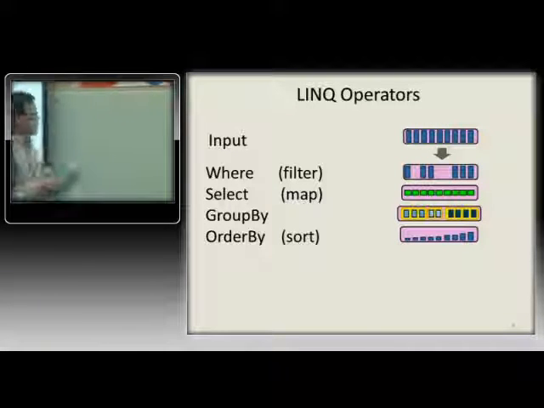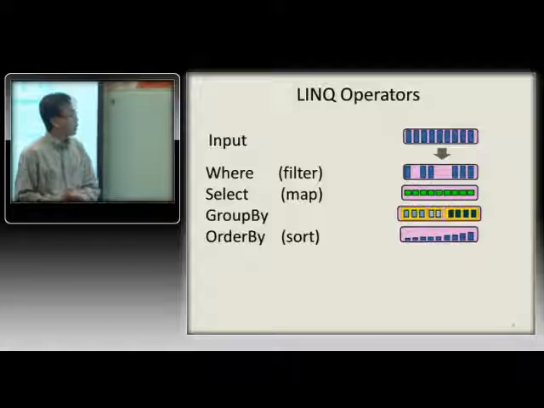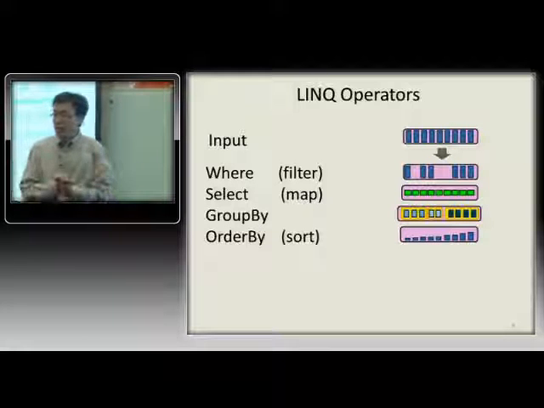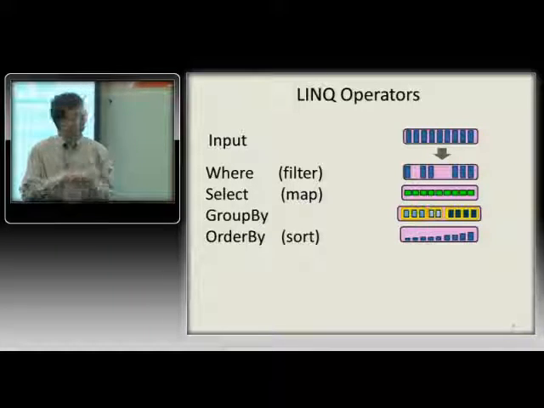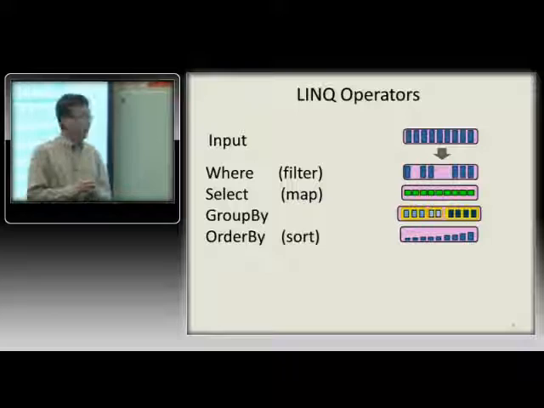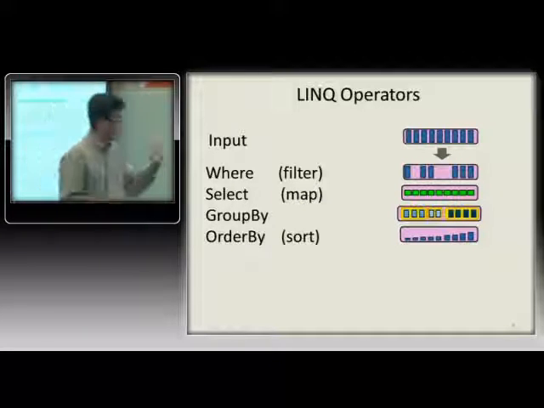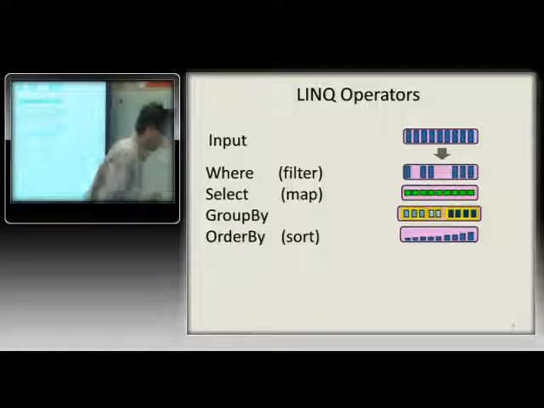And also we have another type of operator we call order by. So order by is essentially sorting, right? You take all the elements in the collection, there is some kind of compare function on the elements, and we want to sort it either ascendingly or descendingly. So that's the order by operator.